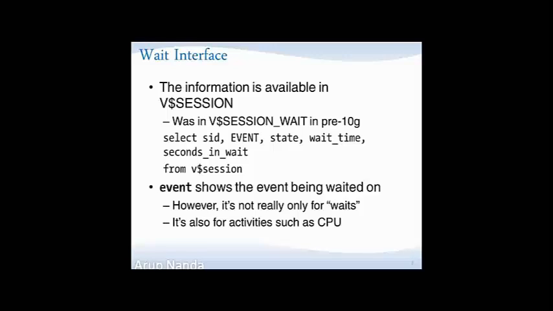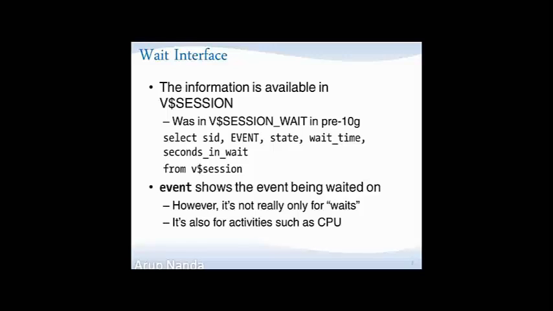Before Oracle 10g, this information is available in a different view called V$SESSION_WAIT. But from 10g onwards, you can get that from V$SESSION. So here is the query you should be using: select SID, event, wait time, seconds in wait from V$SESSION. The event column is the one that shows you what exactly it is waiting on right now.